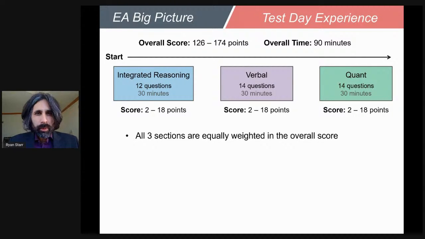One difference between the GMAT and the EA is that on the GMAT, most people feel the IR section counts a little bit less. It's a bit less important than the other two sections in determining your overall score and getting you into the school. On the EA, the IR section is just as important as the other two. These are three equally weighted sections. And so the IR may well deserve a bit more attention from you if you're studying for the EA than if you are studying for the GMAT.